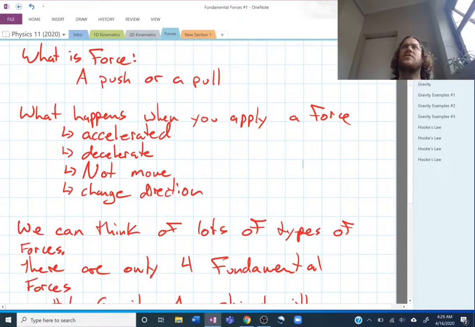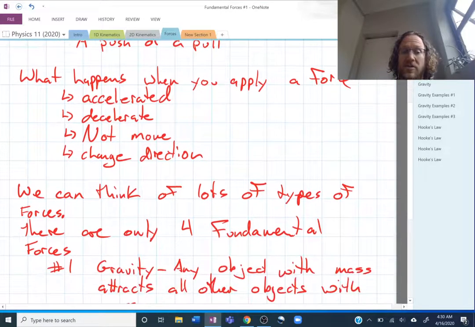In physics, we talk about four fundamental forces. So there are four forces that pretty much govern every single force in the universe. And every single push, every single pull you can think of fits in one of these four categories. The first one kids usually get right away is gravity. Any object with a mass attracts all other objects with mass.